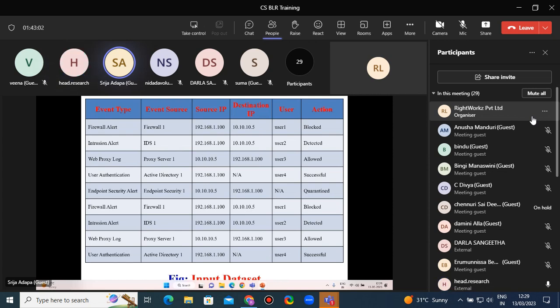And next one is endpoint security alert. Here we have taken endpoint security 1 as event source, and these are the source IP address and destination IP address, and there is no user, but the action is quarantine. Next is a firewall alert. The same we have taken. This was the input data set which we have taken.